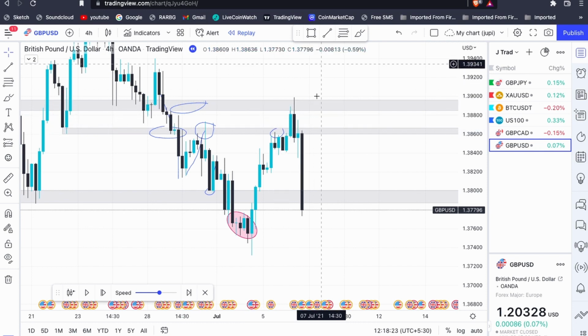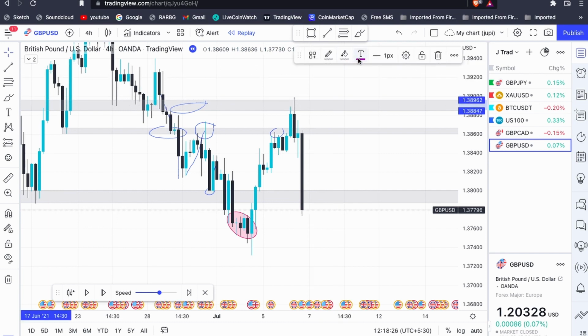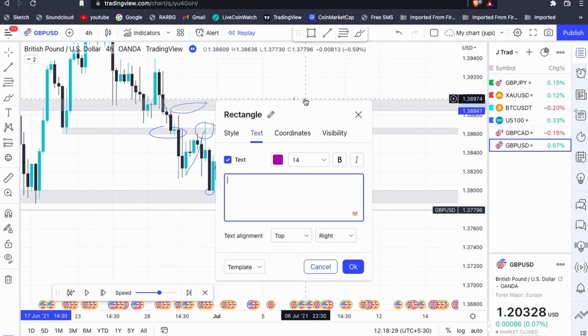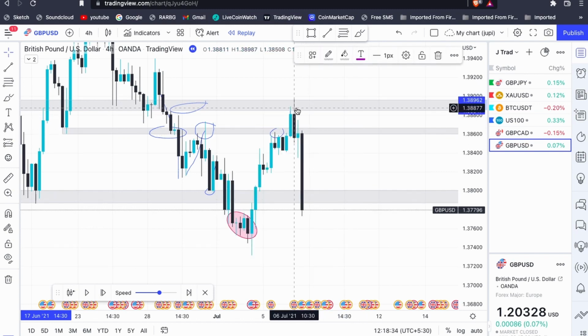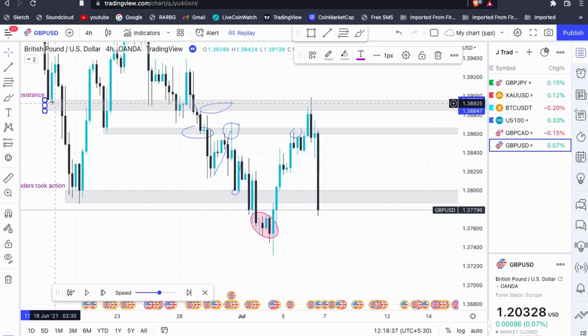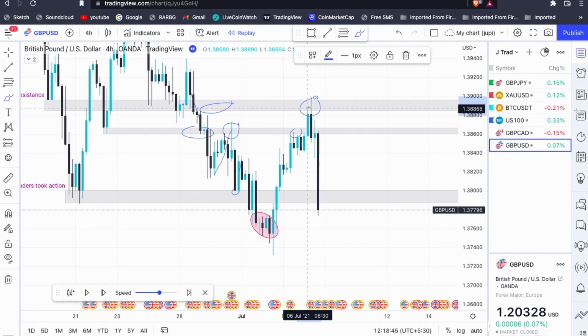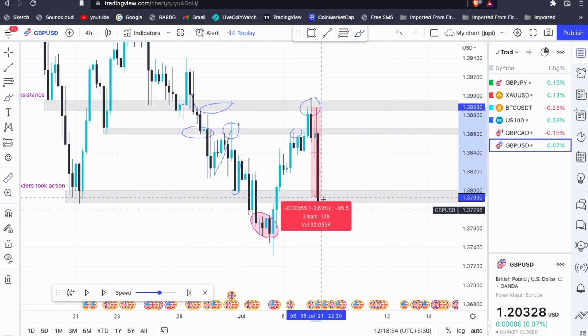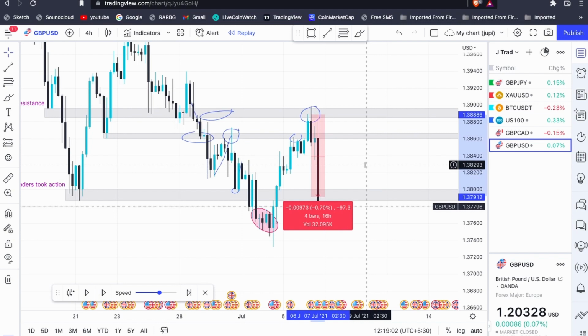But we have this area, you see this zone. Let's put text over there. Key resistance. This key resistance that we drew from this area has been supporting the market, right? So finally it was able to push the market. You see how it got rejected with these two wicks, right? These two wicks pushed the market down. Finally the market dropped how many pips? Holy cow, that's about 97 pips. That's a lot of movement in just a day, right?